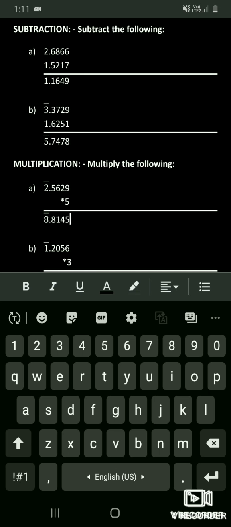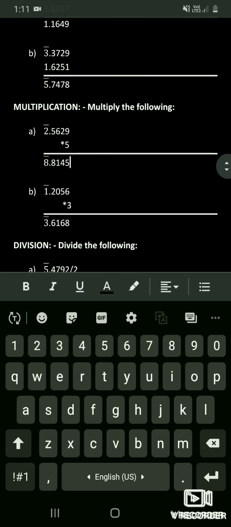So 5 nines is 45 and then 5 twos are 10. So you'll get it as 10 plus 4 is 14, and then 6 5s are 30 plus 1 is 31, 5 5s are 25 is 28, and here 5 2s are 10, that is minus 10 plus 2, so you'll get it as minus 8. So the answer is minus 8.8145.